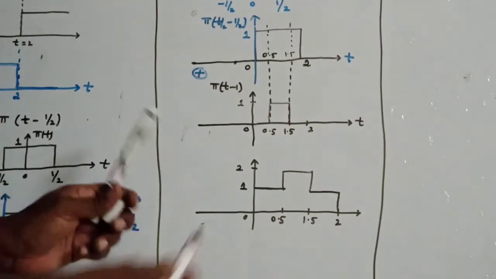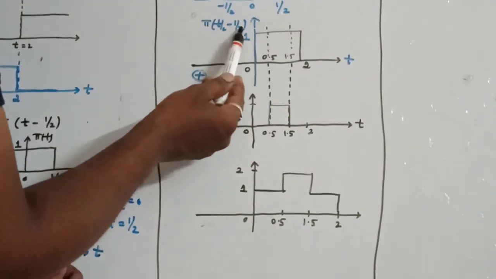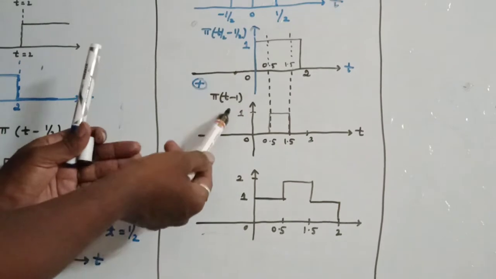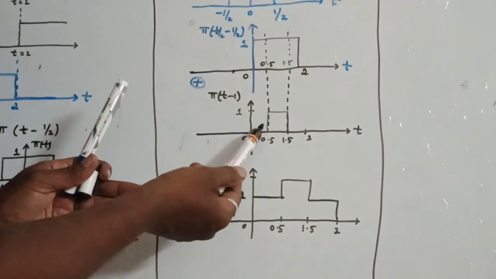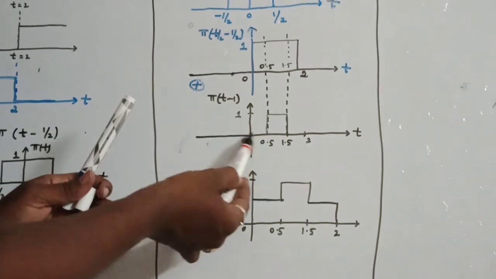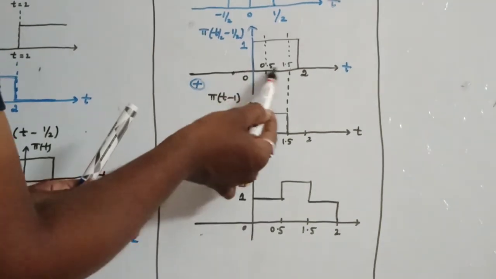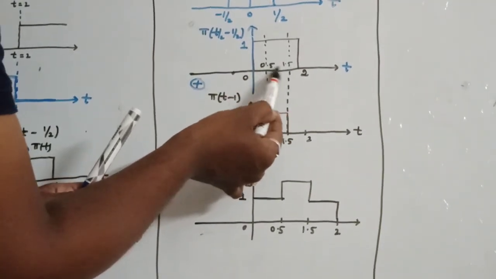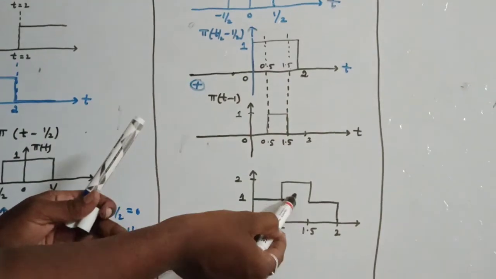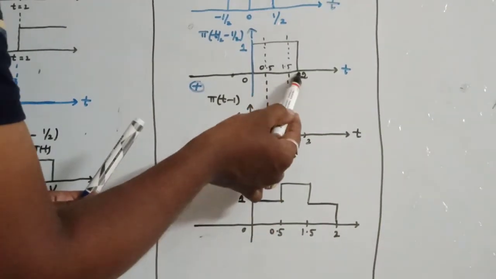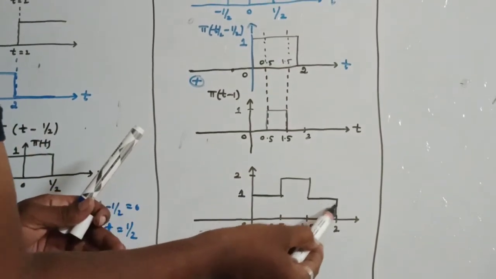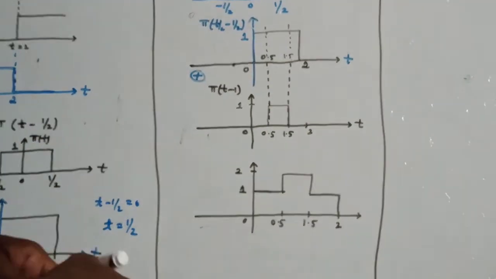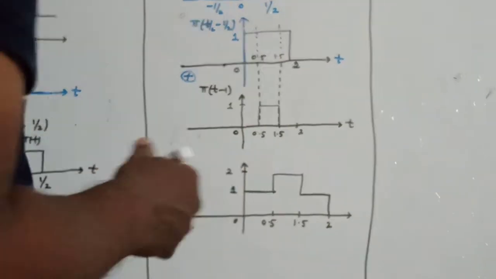For this, you have to carefully draw pi of t by 2 minus 1 by 2. First, you know how to draw pi of t minus 1. Just add, step plus step is step. So during this interval you will get this one. During the interval 0.5 to 1.5, 1 plus 1 will become 2. During the interval 1.5 to 2, 1 plus 0, that step will come as 1. So this is question number 3. Coming to question number 4.